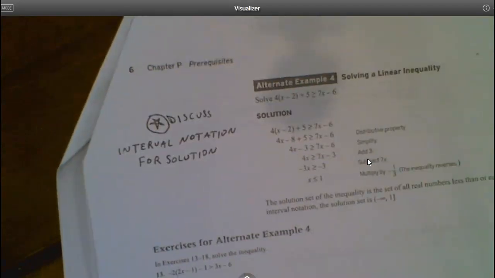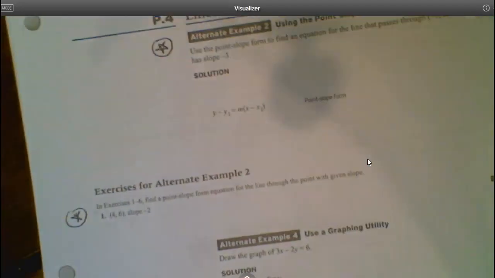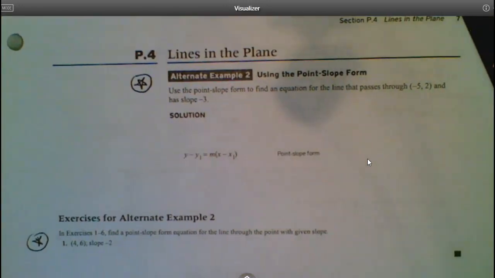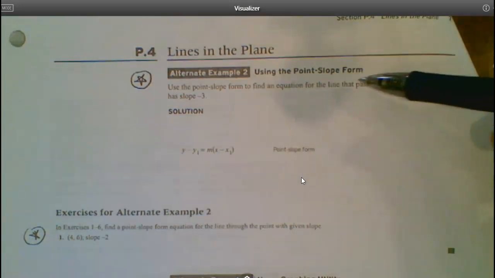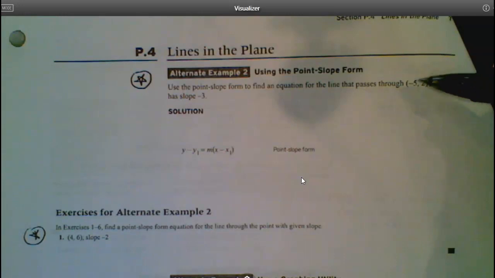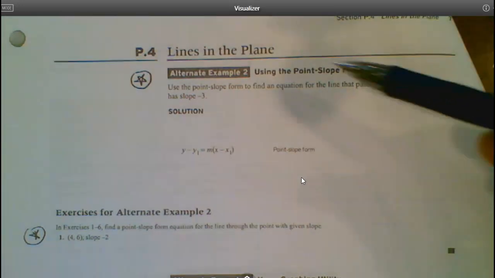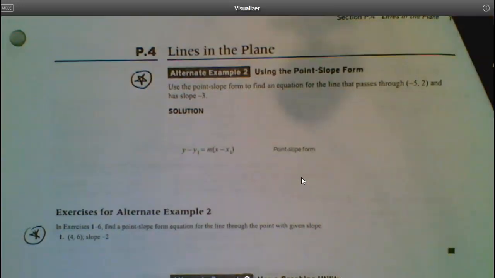So let me flip onto the second half here, P4. A little talk on slopes and some linear stuff here. So if we wanted to use point slope to write the equation of a line that passes through a point, so this is a point on the line, has a slope of -3.